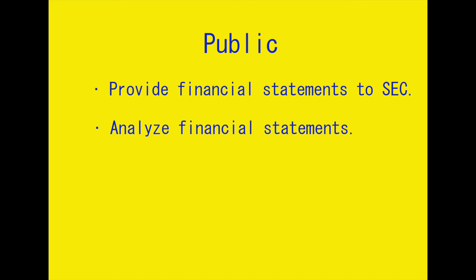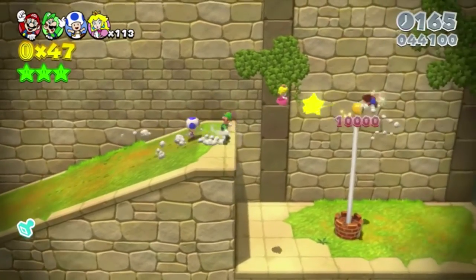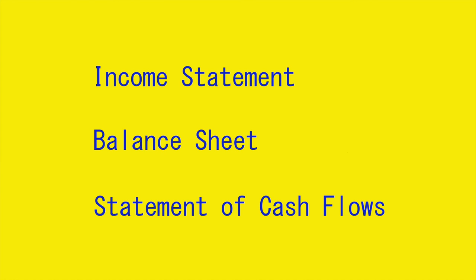Financial statement analysis involves manipulating the data found in these statements to get a better understanding of the company. This analysis also forms the base by which investors arrive at a valuation of a company's stock, in other words, what the stock is worth, to decide whether to buy, hold, or sell its stock. Let's focus on three major components of financial statements: the income statement, the balance sheet, and the statement of cash flows.